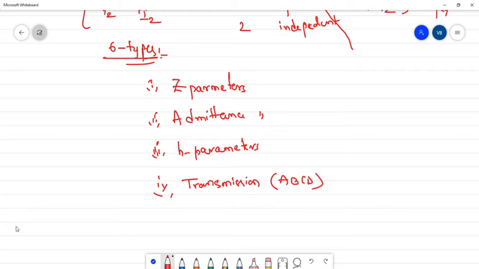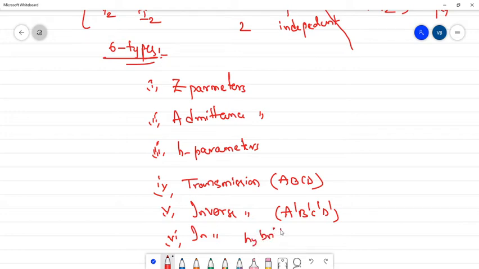And the fifth one is inverse transmission parameters, which is also indicated with A bar, B bar, C bar, D bar. And the next one is inverse hybrid parameters. The H parameter is called a hybrid parameter, denoted with a small h. Here the inverse hybrid can be denoted with G.